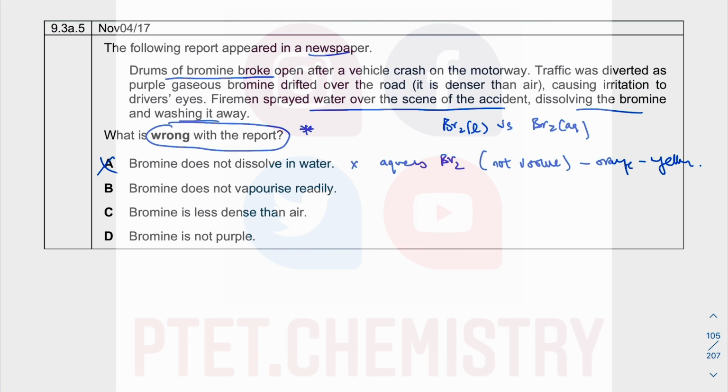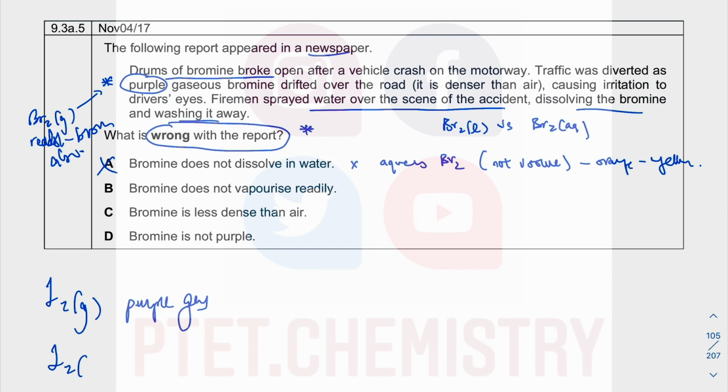It's okay enough, alright. But what is actually wrong is this purple color. Okay, so Br2 gas is actually reddish brown also. Okay, purple gas is I2. I2 gas is purple, but I2 solid is gray solid. So iodine sublimes easily, it goes from solid to gas easily. Yeah, okay. So just going straight to the point, bromine is not purple, alright?